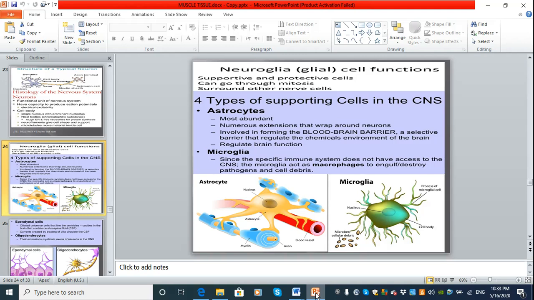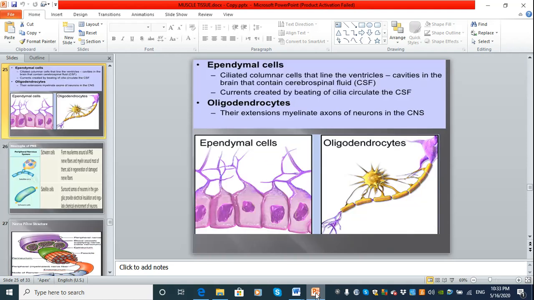Microglia are like the macrophages of the immune system. They have the same role: to engulf and destroy pathogens inside the brain. Ependymal cells are columnar cells that line the ventricles and cavities of the brain, which contain the cerebrospinal fluid. The current created by the beating of the cells circulates the cerebrospinal fluid. Oligodendrocytes have many extensions that myelinate axons of neurons in the central nervous system.